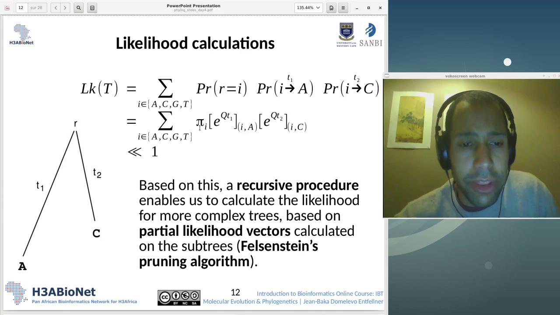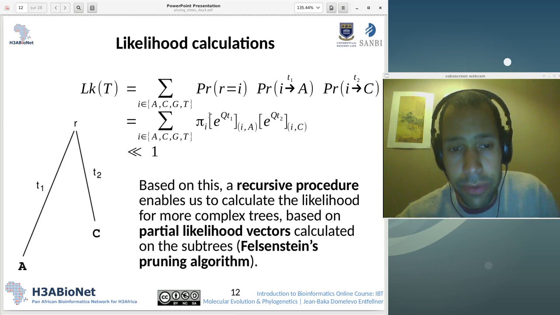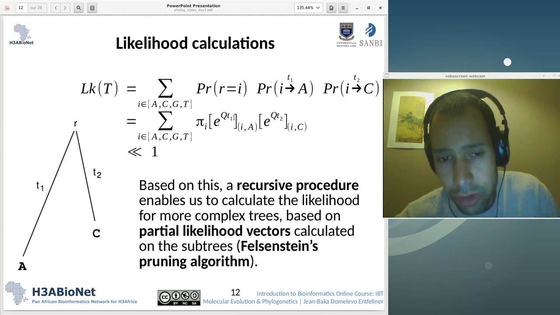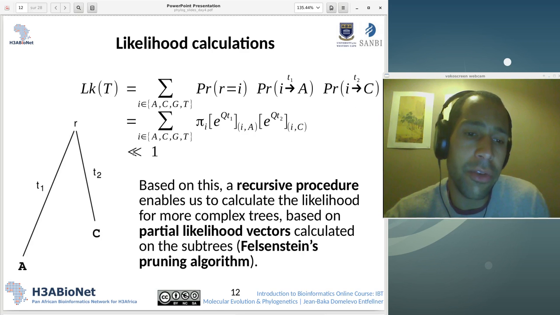Pay attention also to one thing, that we're having a product of elements or members, each of them being less than 1. This pi I is less than 1. The exponentiated Q t at a certain position is also less than 1, etc. These probabilities are all less than 1 because they are probabilities. So in reality, the probabilities are always very small. Okay.